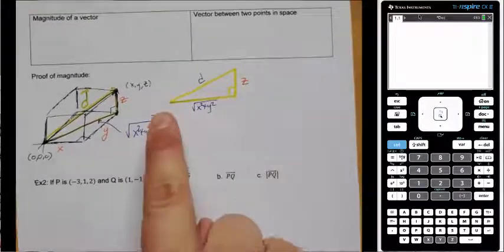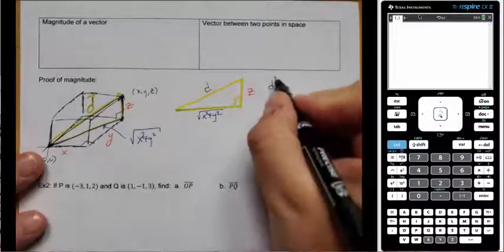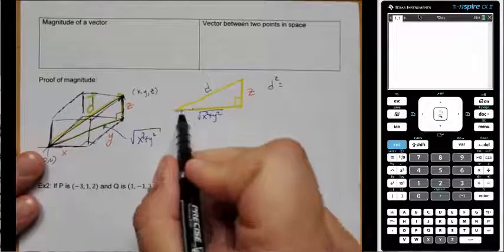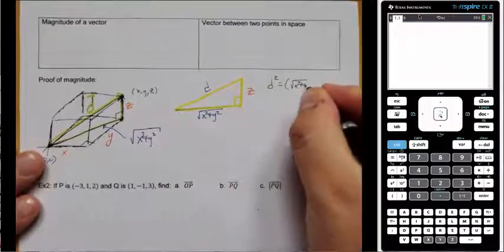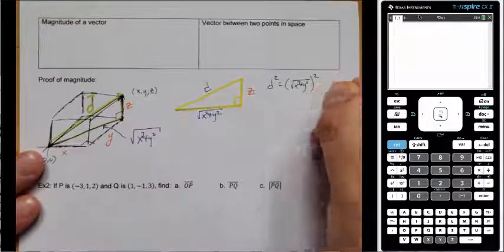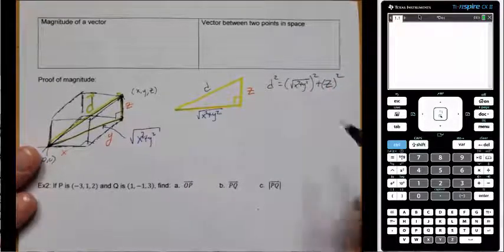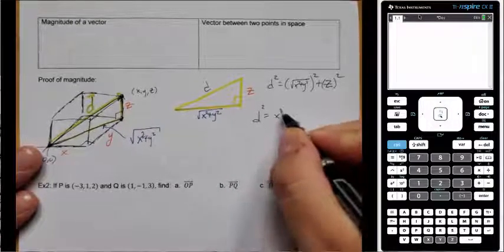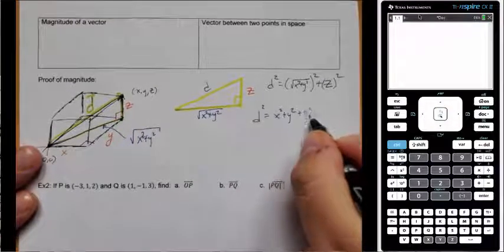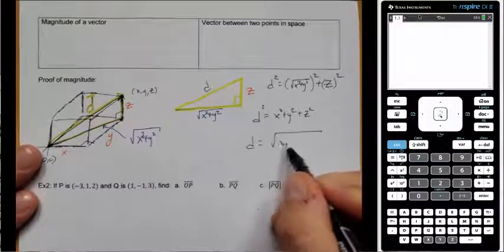So what is this length? Well, here's a right triangle. The Pythagorean theorem applies. D squared is equal to a squared plus b squared. Squaring a square root undoes it, so the distance squared is really equal to x squared plus y squared plus z squared. Therefore, the distance is the square root of this.